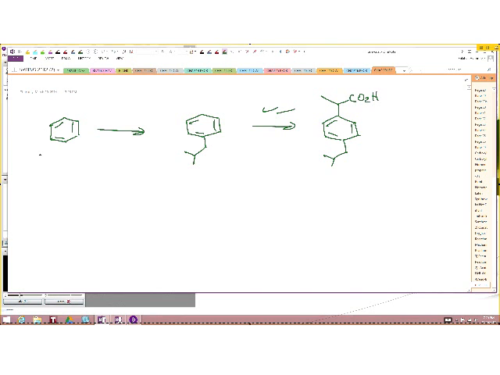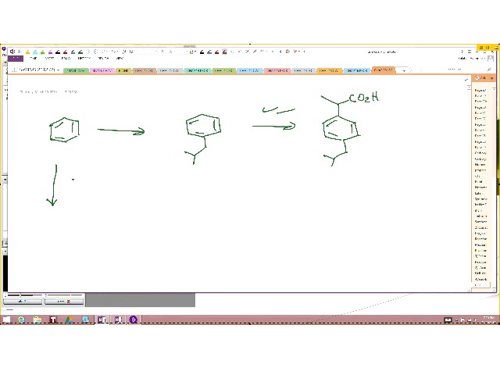Alkylation? Did you say alkylation? Okay. Alkylation using what? What alkylating agent? Which alkylating agent do you want to use?